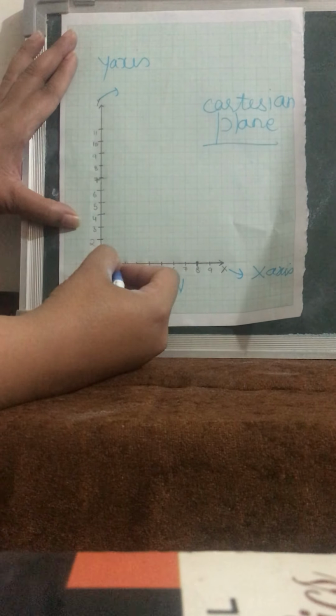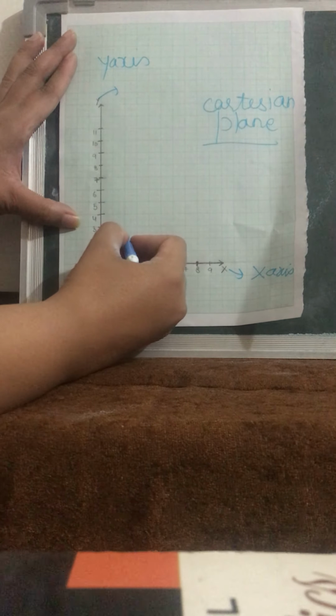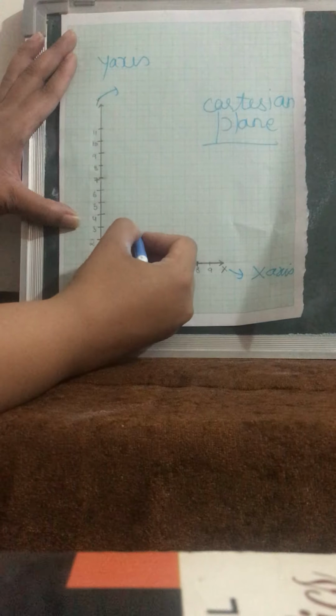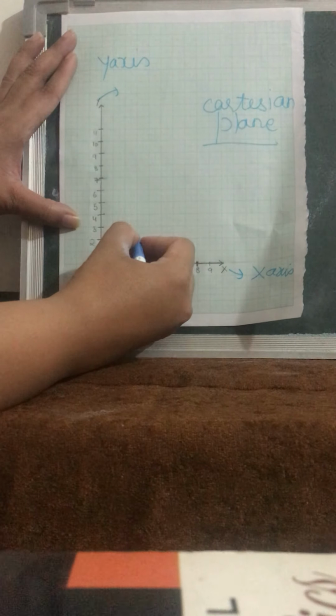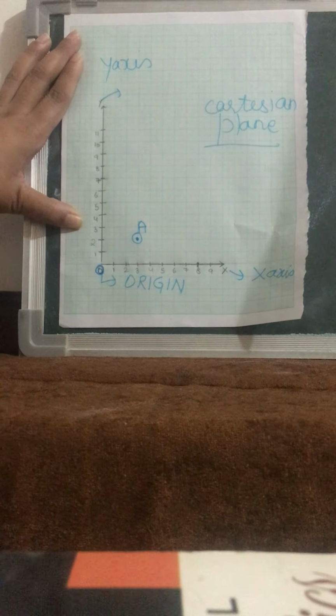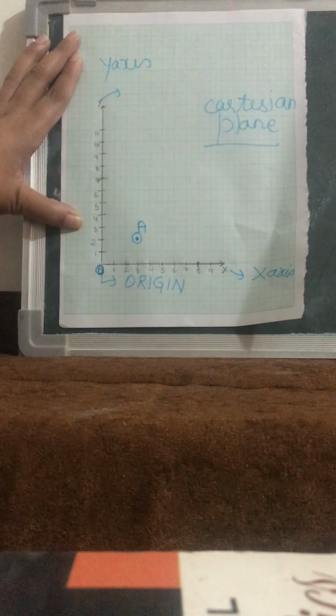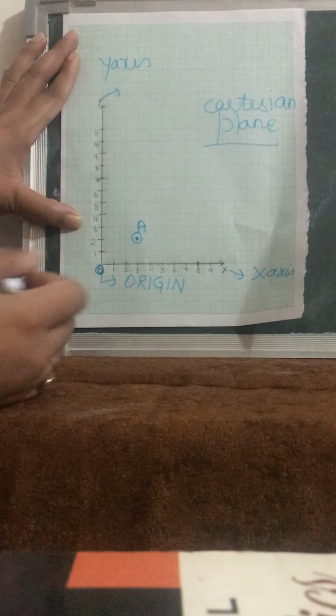Now here on the x-axis I have got some values, and on the y-axis also I have got some values. Children, if I am given a point here, A, can you all see? And we are asked what is the position of this point A. Children, then what will happen?